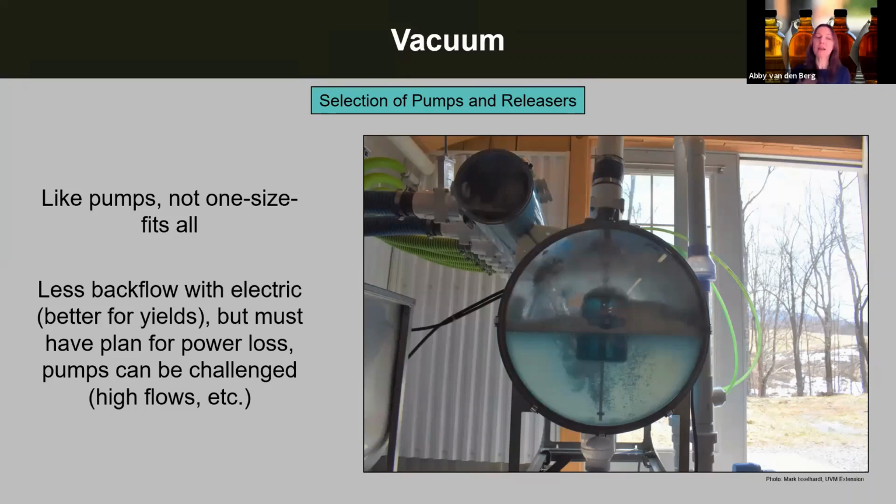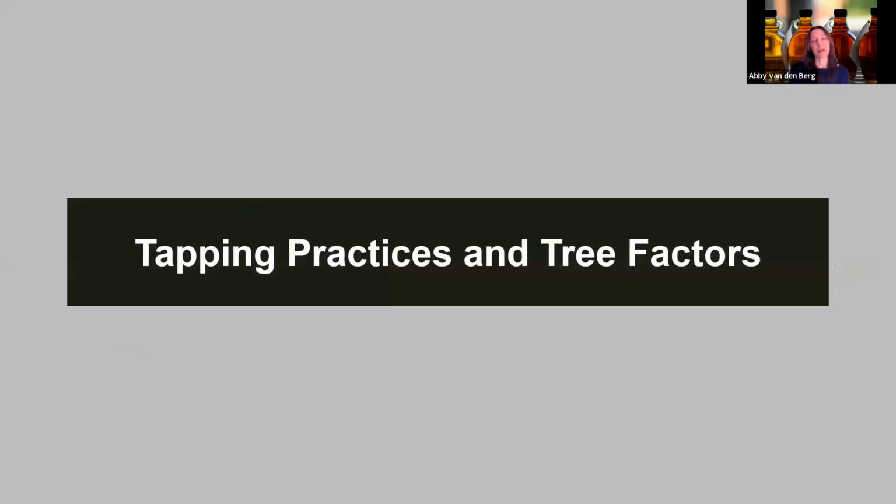And also, some of the pumps in certain electric releasers can be challenged both at higher flow rates and at very good levels of vacuum. So it's important to shop carefully for an electric releaser, if you buy it, to make sure that it is sized and appropriate for the levels of vacuum and the flow rates that you expect to achieve. Okay, so we could talk for 3 days about vacuum, but those are some of the high notes.